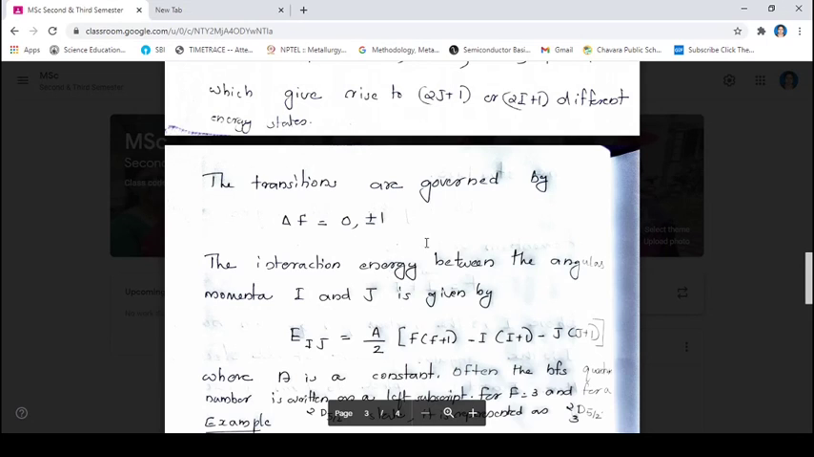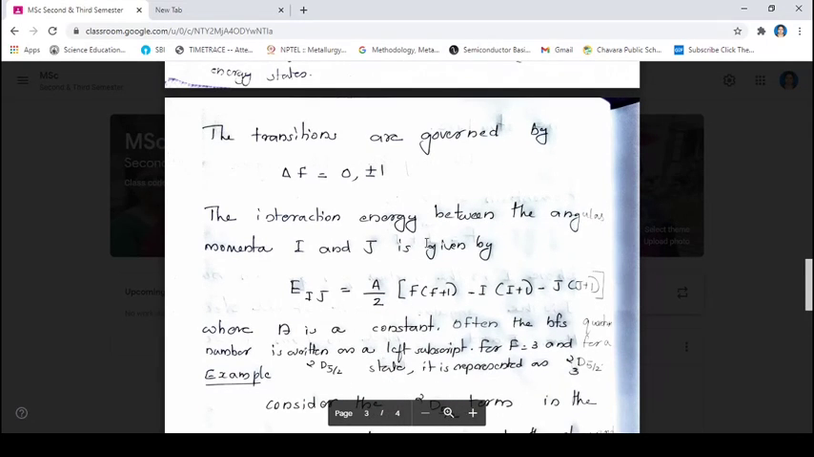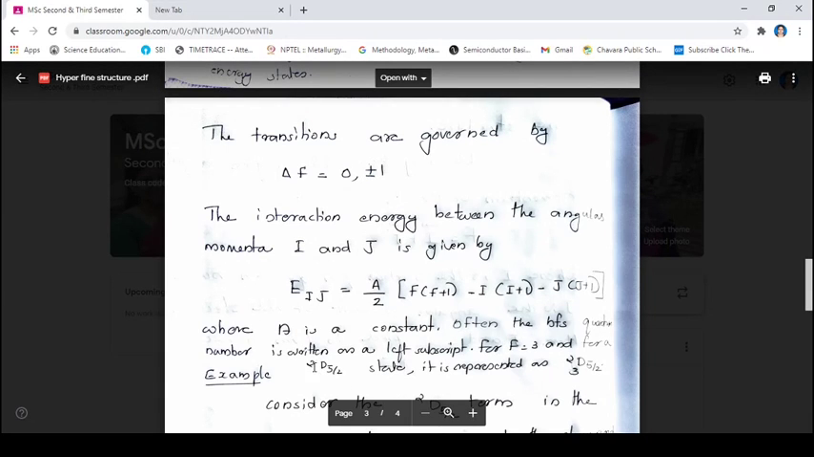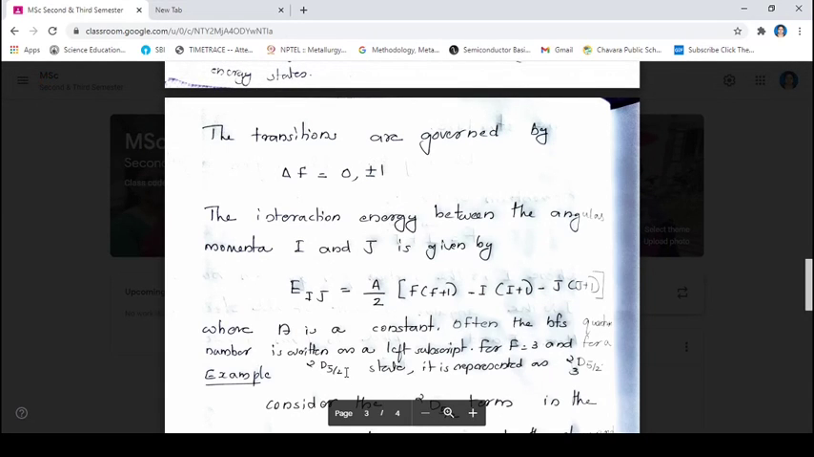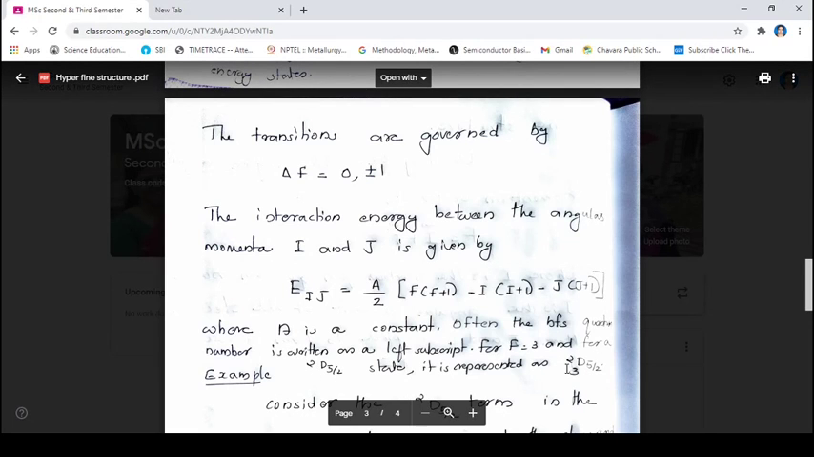I am not deriving the interaction energy. It is simply A by 2 into [F(F+1) minus I(I+1) minus J(J+1)], where A is a constant. Often the hyperfine structure quantum number F is written as a right subscript. For example, for 2D 5/2, if F is equal to 3, it is represented as 2D 5/2 with 3 just below. Here 2 is the multiplicity, 5/2 is J, and F is 3.